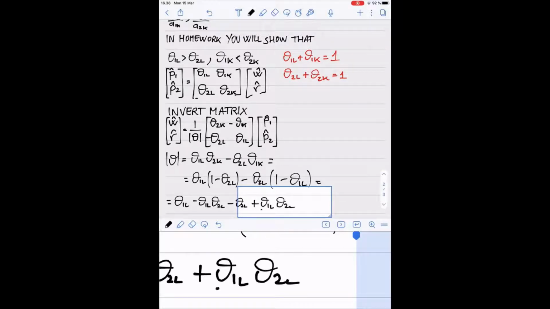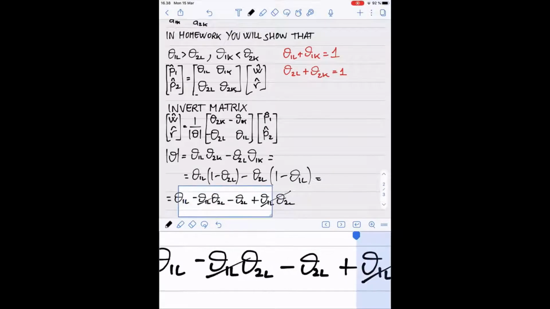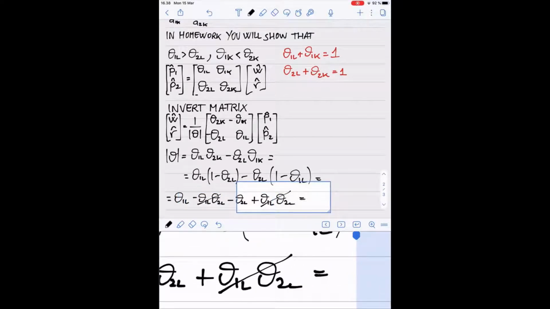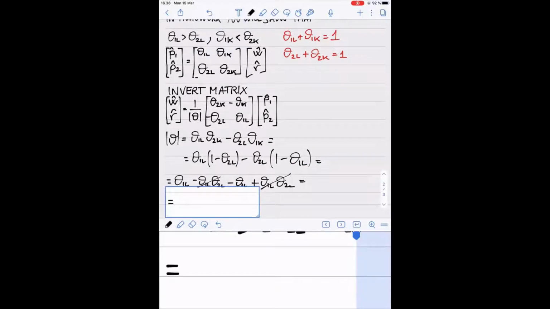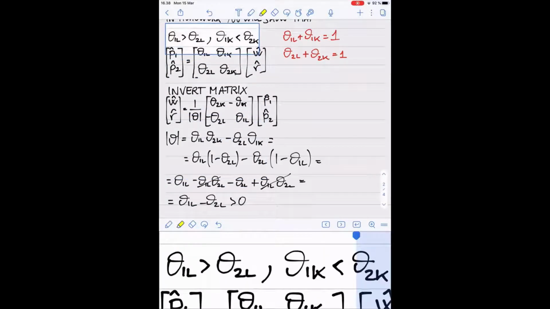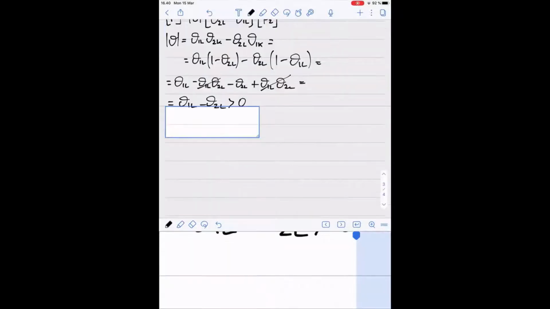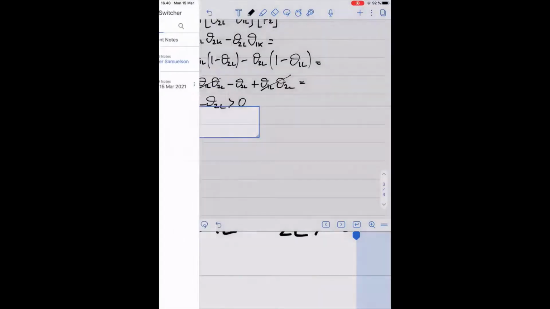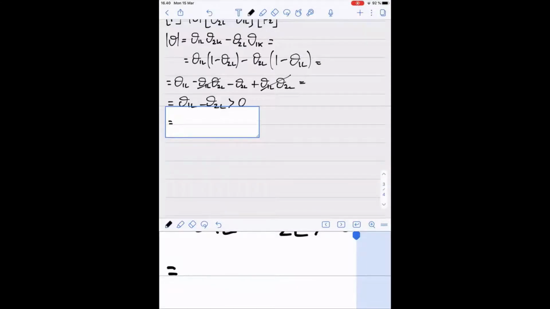Right, so this term cancels with this term. And so what do we get? Well, we get that the determinant is equal to theta 1L minus theta 2L, right? Which is greater than 0, because of what we said ahead about the labor intensity of good 1. To realize that, we can just substitute theta 1L for 1 minus theta 1K, same thing for theta 2L. And so what we get is theta 2K minus theta 1K.